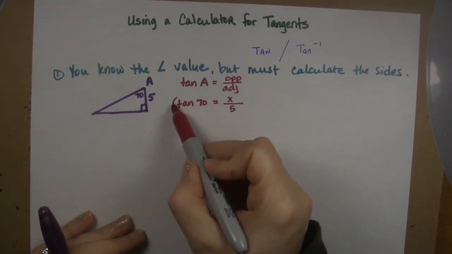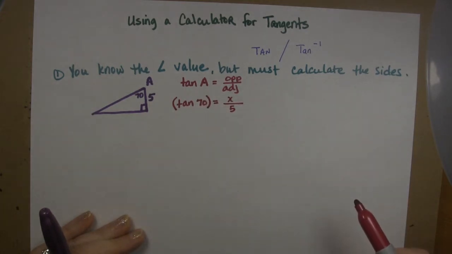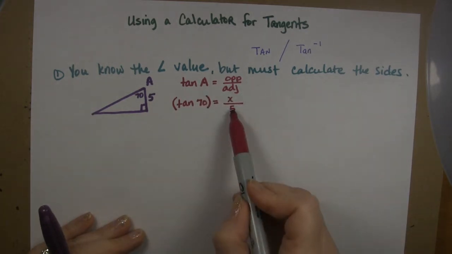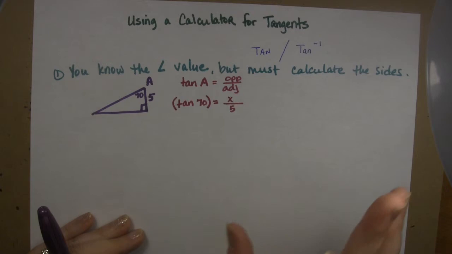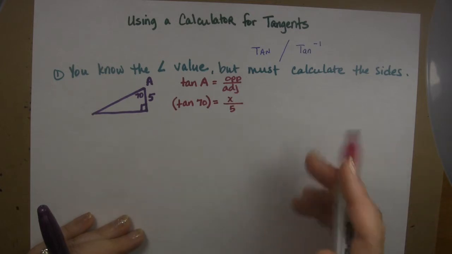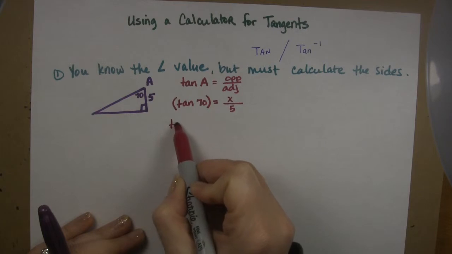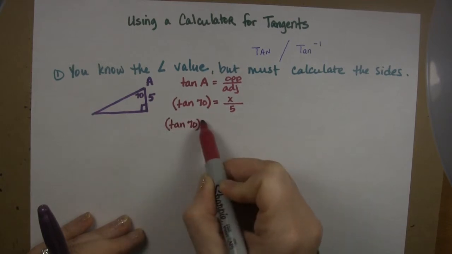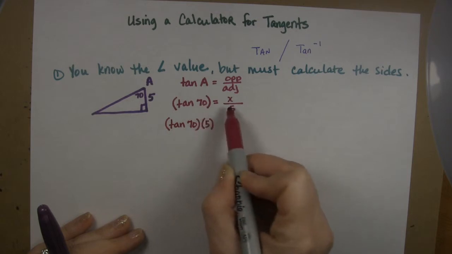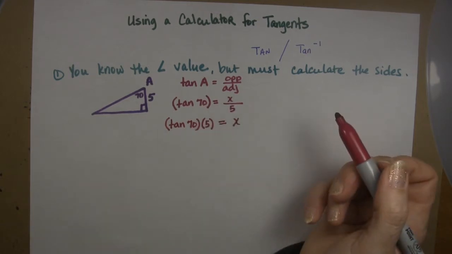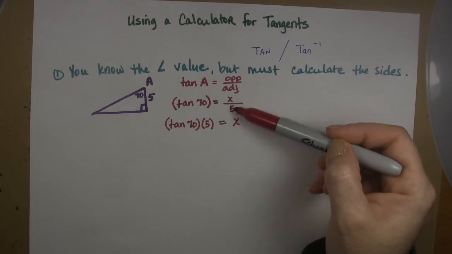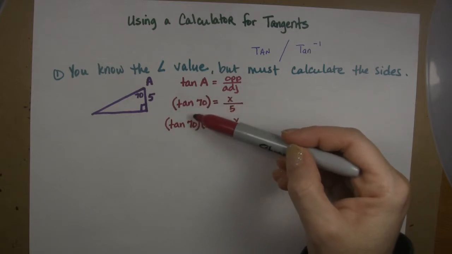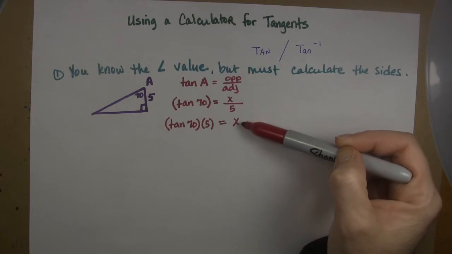Now watch how I'm putting tan 70 in parentheses. That's because I'm about to move this 5 over next to the 70, and I just want to be sure that you keep those numbers separate, that you don't start thinking that it's 705 or something like that. So we have tan 70 times 5, so I'm multiplying both sides by 5, gives me just x. You could think of it this way. You want to get x by itself. Right now, x is being divided by 5. The opposite of dividing by 5 is to multiply. So I will multiply this side by 5, and my 5 goes away over here.